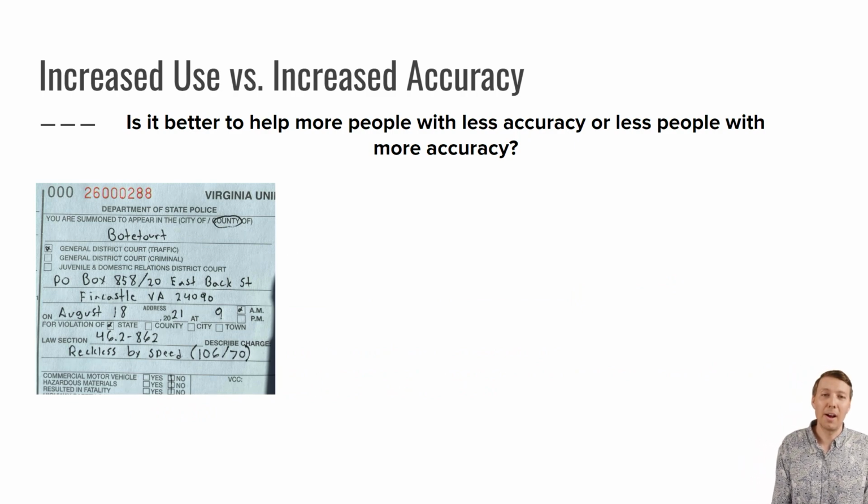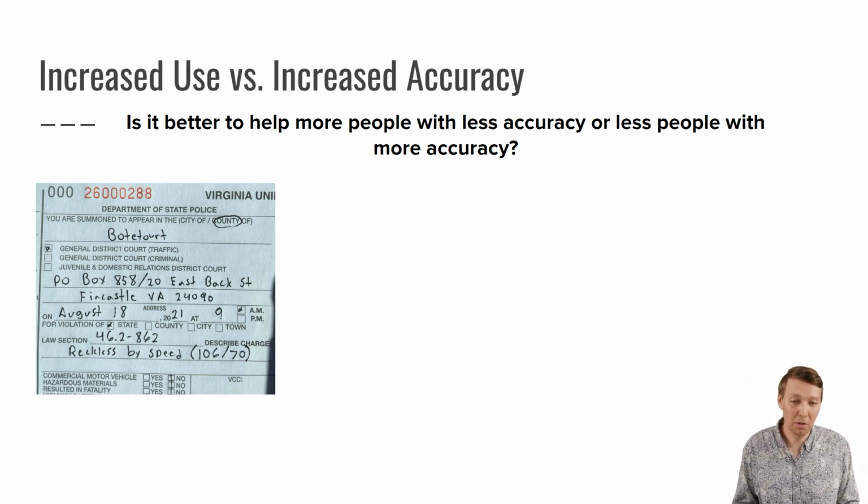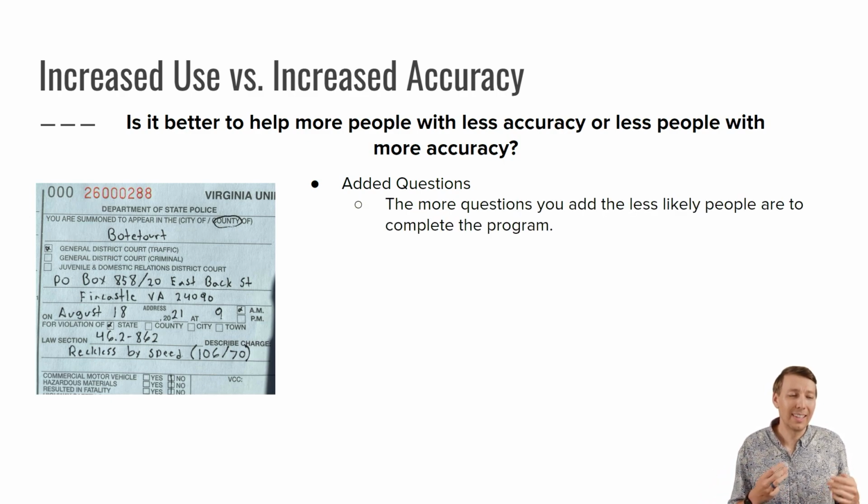So now I want to talk about increased use versus increased accuracy. This is the big issue with applications, especially those aimed at pro se or non-lawyer users. The question is, is it better to help more people with less accuracy, or fewer people with more accuracy? We can always add lots of questions. However, the more questions we ask, the less likely people are to complete the program. And so you then come to the problem of what is the acceptable error rate?